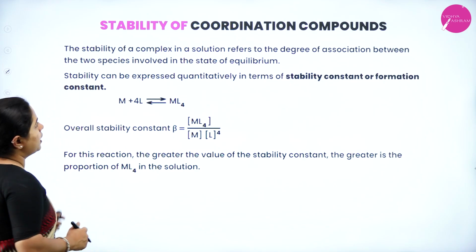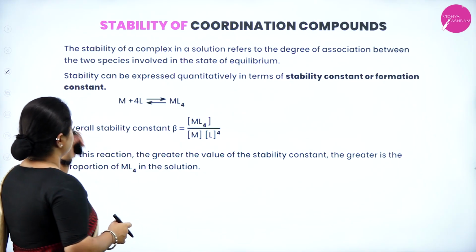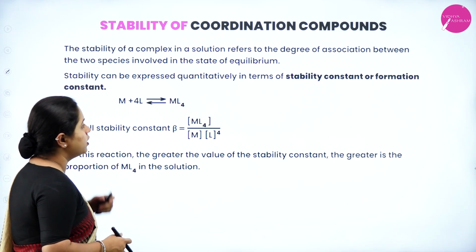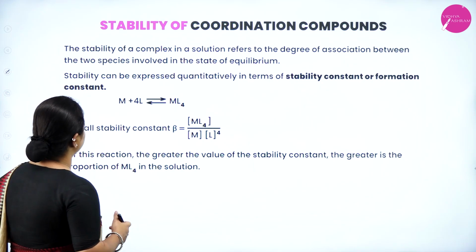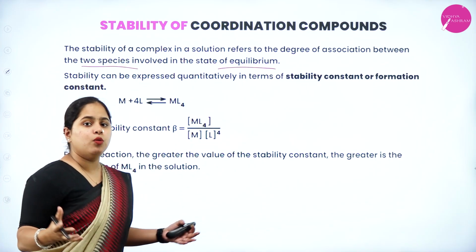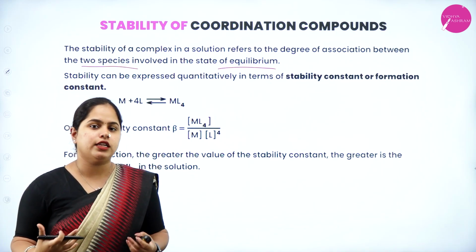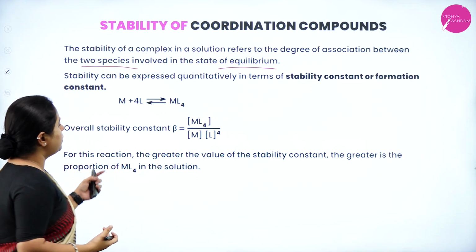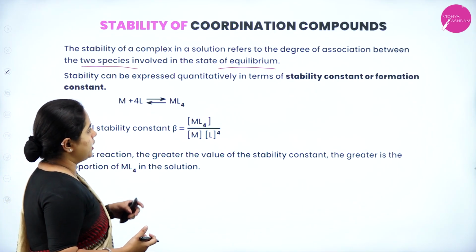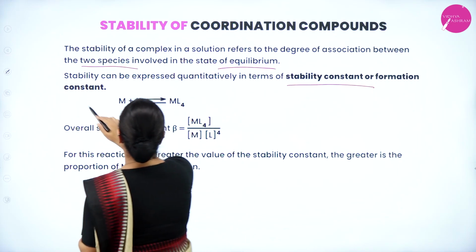Right. Now moving on to the stability of coordination compounds. The stability of a complex in a solution refers to the degree of association between two species involved in the state of equilibrium. So, to how much extent it is getting associated, based on that we can say whether the coordination compound is stable or not. The stability can be expressed quantitatively in terms of stability constant or formation constant.